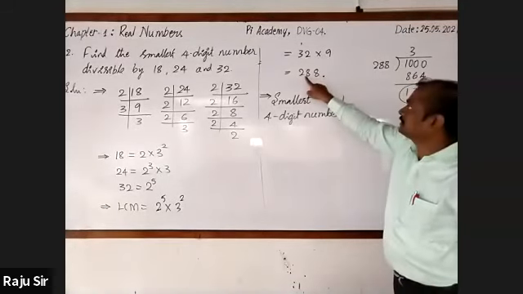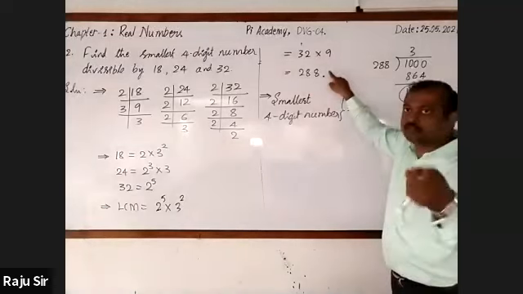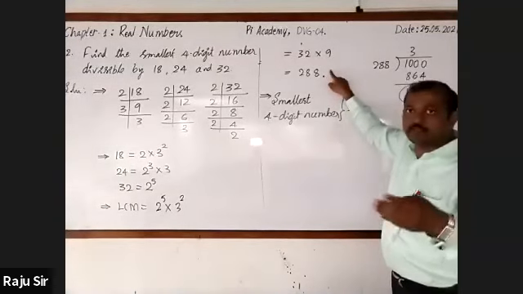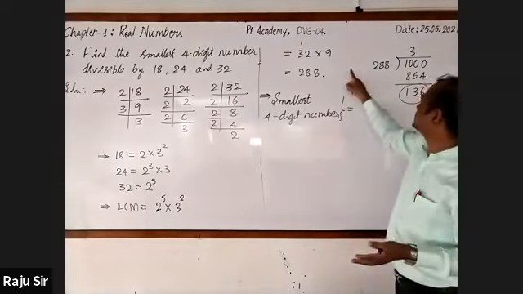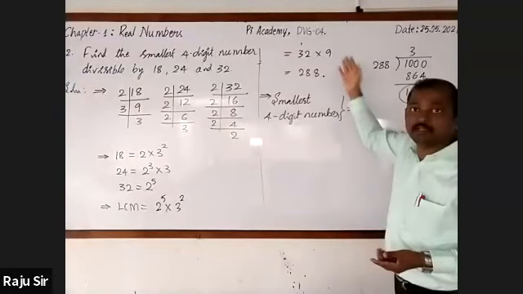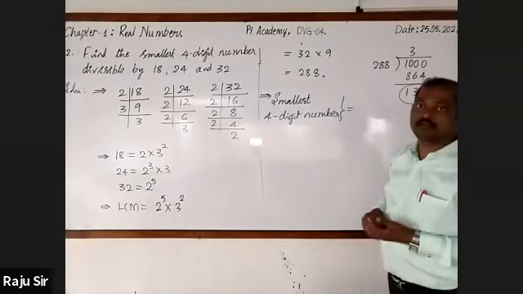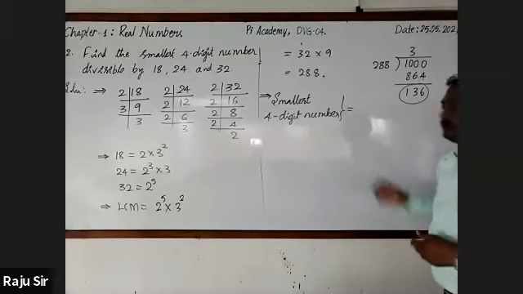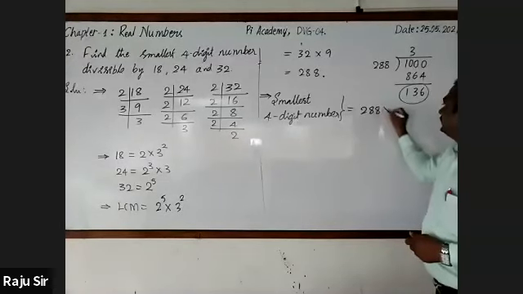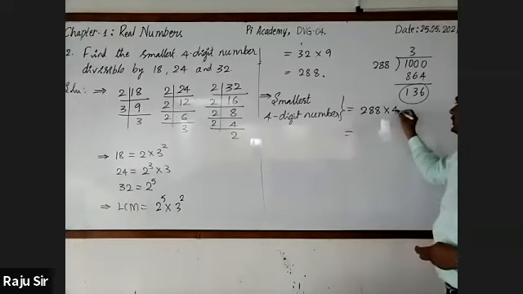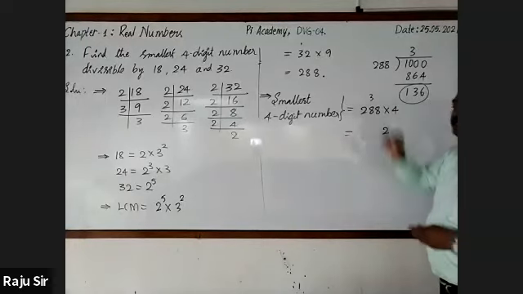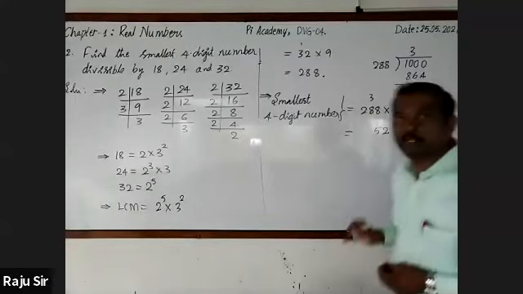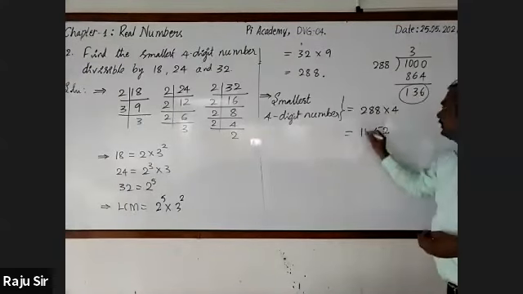If you take ones are 288, twos are it is more than 500, threes are it is more than 800. The next multiple is fours are. Hence, that should be multiplied: 288 into 4. Multiply it. 4 8s are 32, 3 carry. 4 8s are 32 plus 3, 35. 4 2s are 8, 8 plus 3, 11.